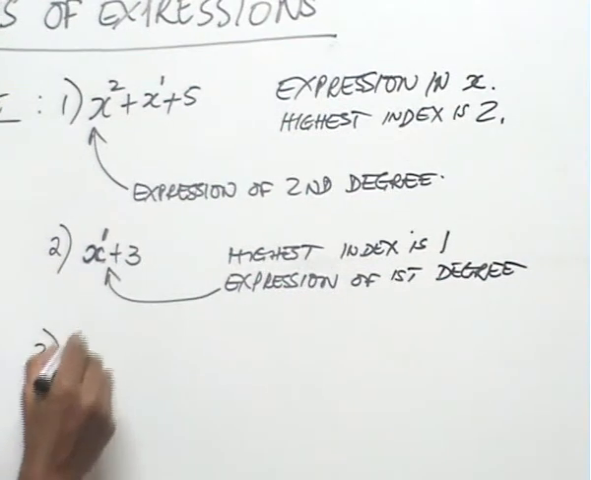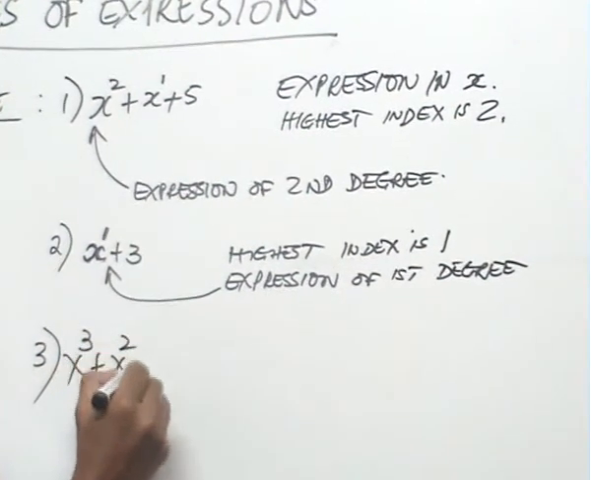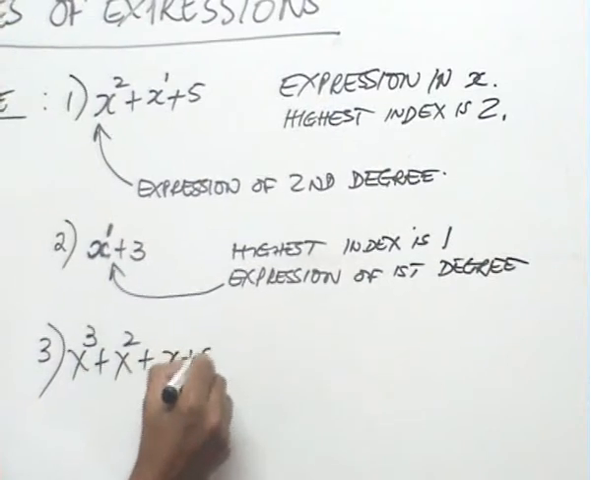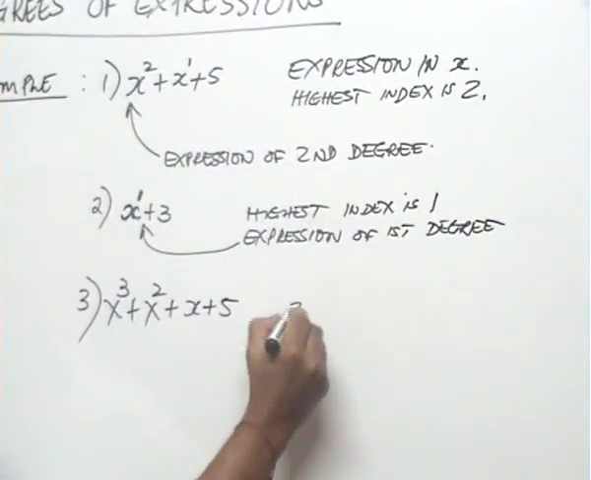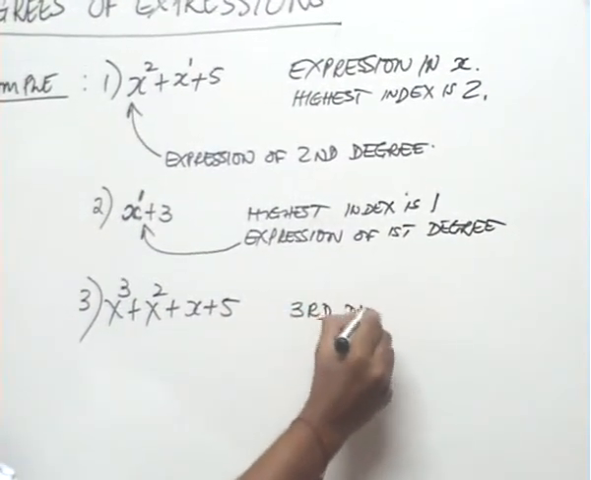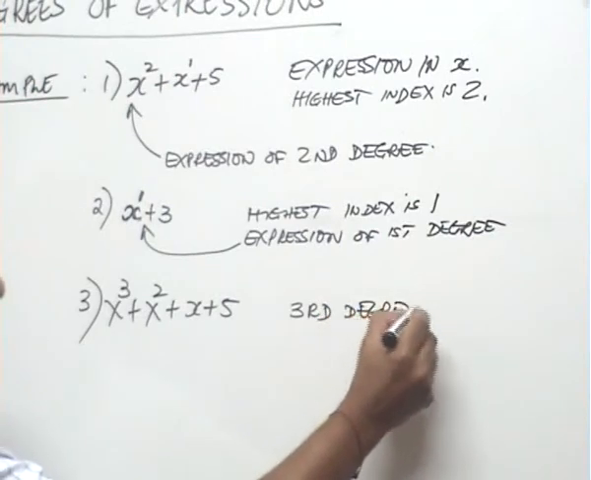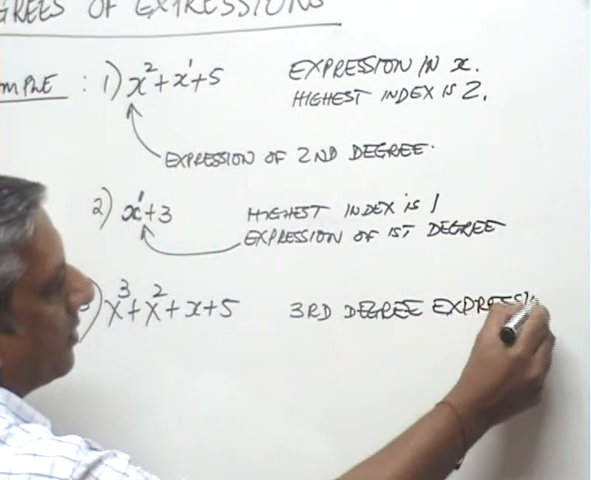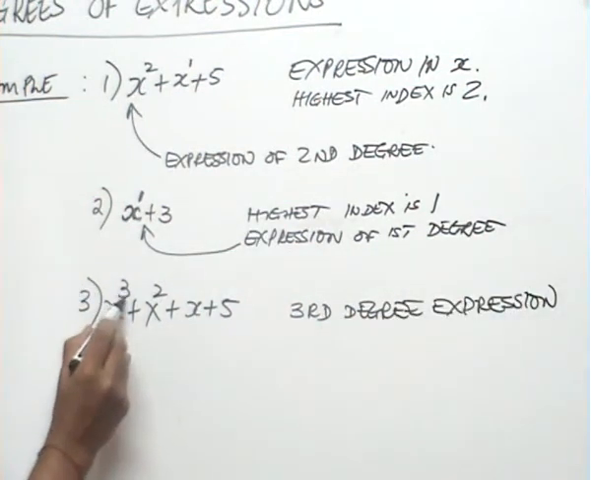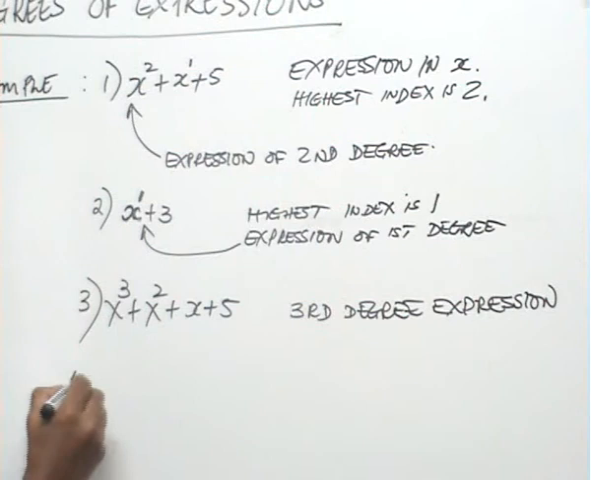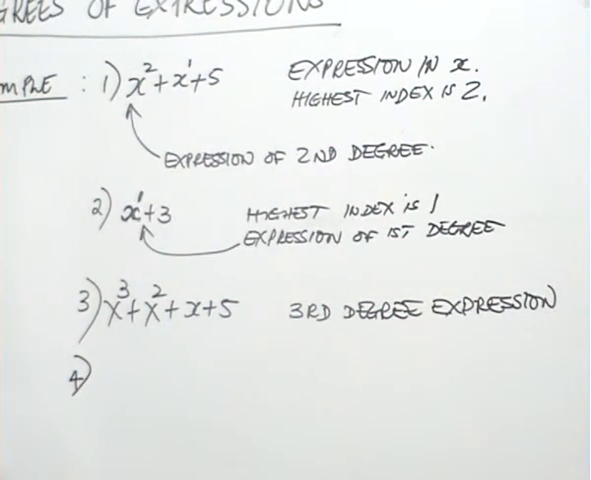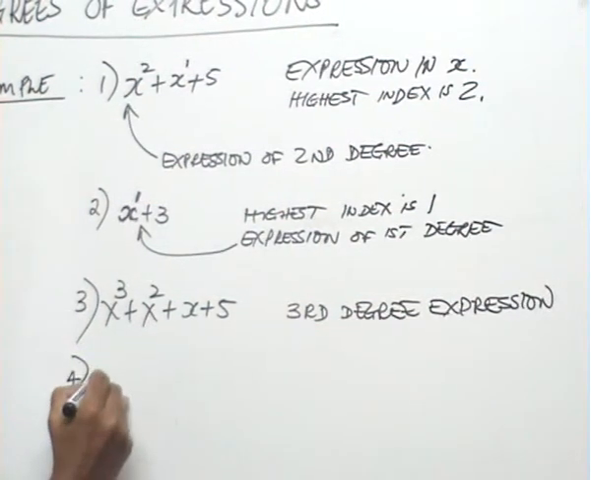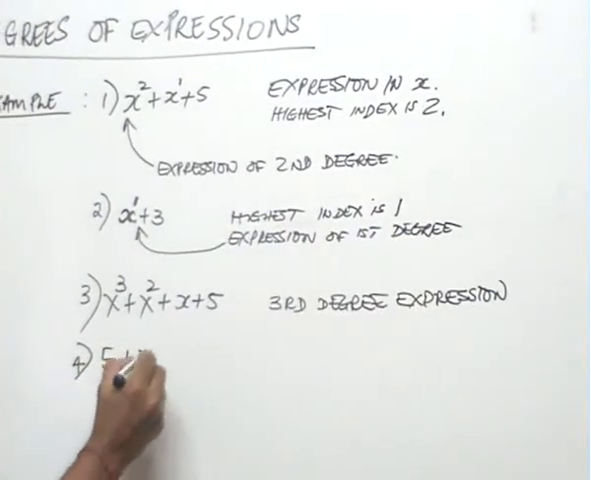Let's take another example. x cubed plus x squared plus x plus 5. Then clearly this is a third degree expression because the highest index here is 3. Now you must be careful. Don't just look on the left hand side. Watch this example.